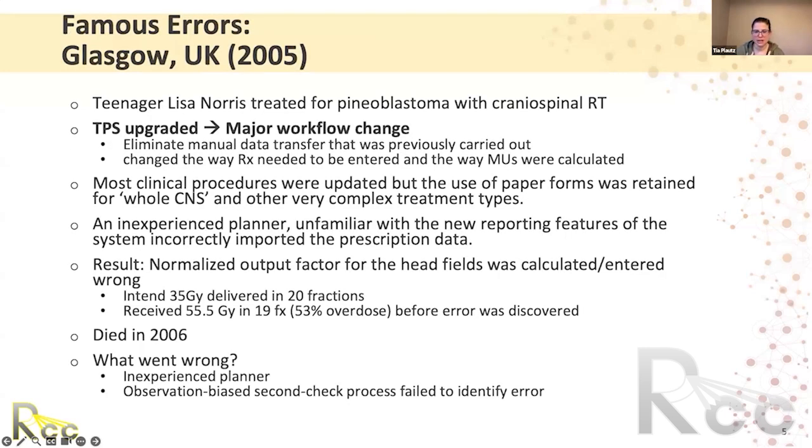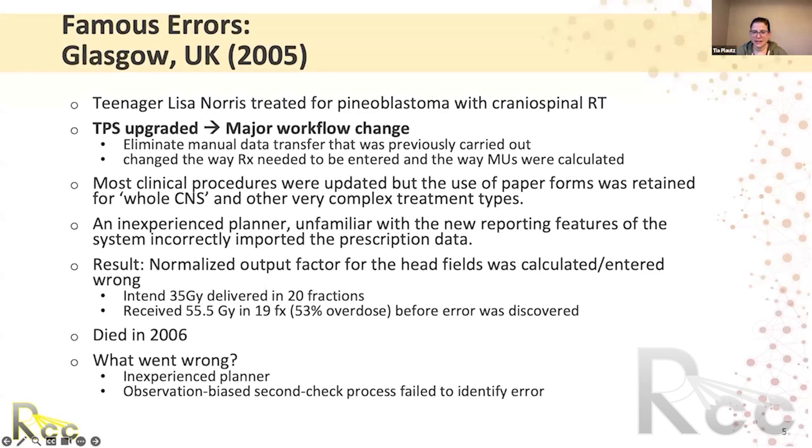I wanted to start this presentation by giving a few examples of famous errors in radiation oncology, just to set the stage for the things that can happen when we're not being vigilant about our practices. The first incident occurred in Glasgow, Scotland in 2005, and it involved a teenager named Lisa Norris. She was being treated for pineoblastoma using craniospinal radiotherapy, which is, of course, a very complicated technique.